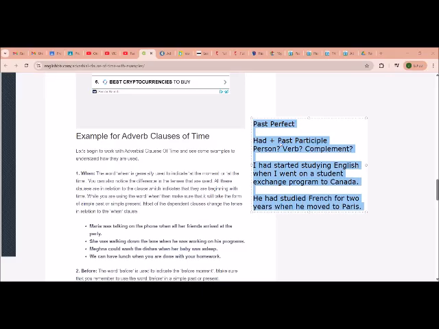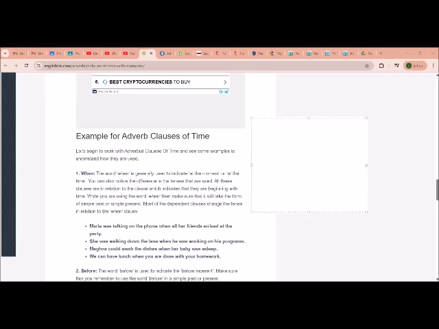Now, the third conditional is used for regrets or missed opportunities. But when is generally not used for a perfect tense. It's usually used closer, as you can tell here, with the simple tense. All right? So it would be a little bit more of a mixed conditional than a third conditional.